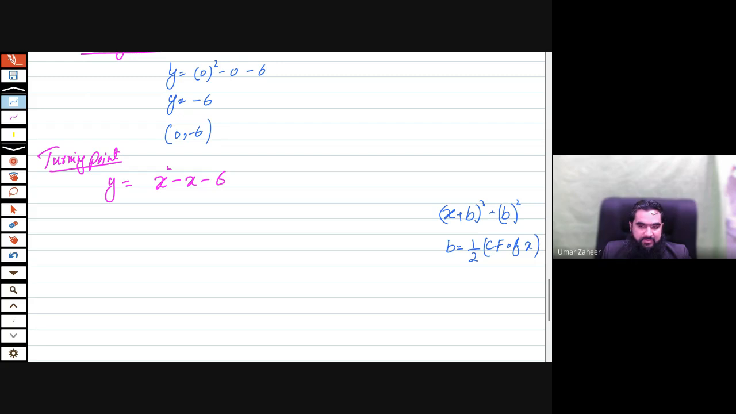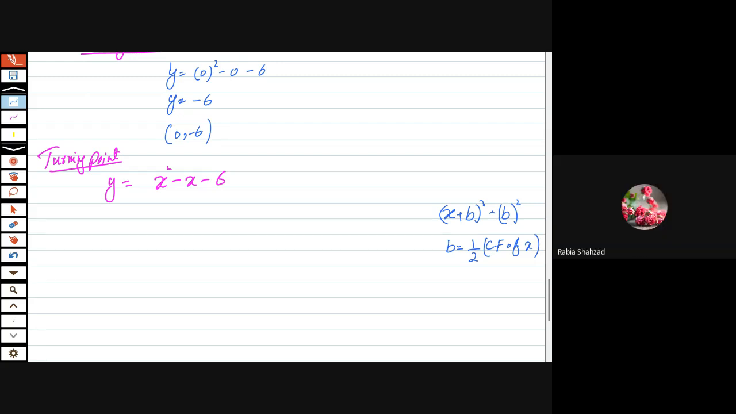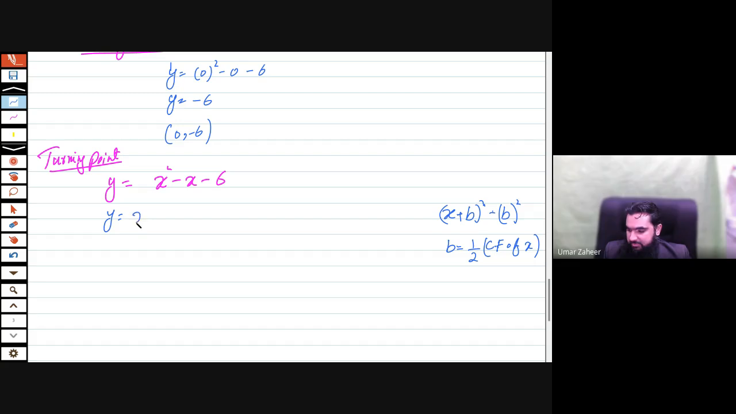So y is equal to x squared, sorry, x plus b whole square minus b square minus 6 as it is. So 1 by 2 multiplied by minus 1 is minus 1 by 2. So the b value is minus 1 by 2. So I'm going to get y is equal to x minus 1 by 2 whole square. If there is some coefficient of x square, you need to take a common factor, okay? Now minus 1 by 4 minus 6. Please use the calculator to find the value of this one.